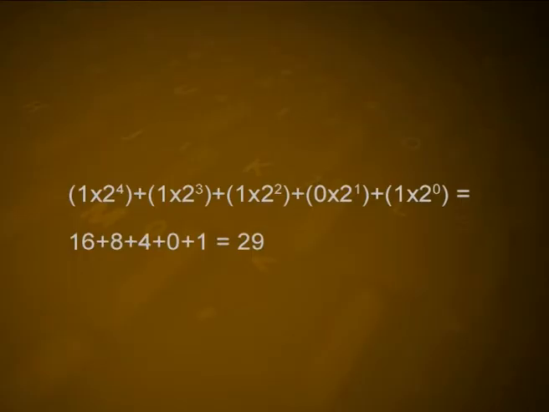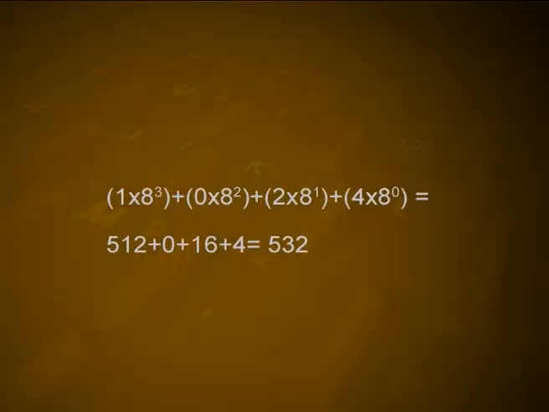The decimal equivalent of a binary number 11101 to the base 2 is 1 into 2 raised to 4 plus 1 into 2 raised to 3 plus 1 into 2 raised to 2 plus 0 into 2 raised to 1 plus 1 into 2 raised to 0, which is equal to 16 plus 8 plus 4 plus 0 plus 1, which is equal to 29.